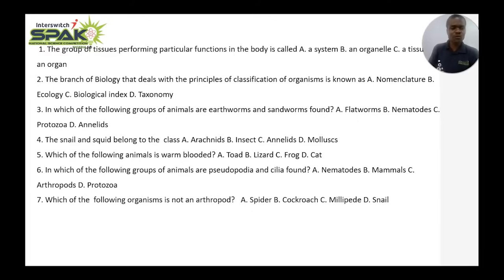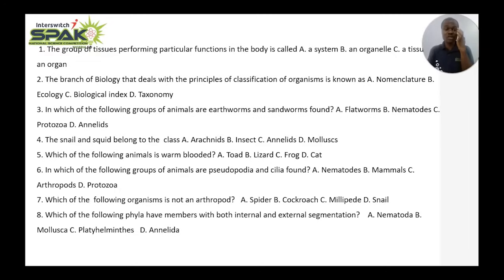The next question says, which of the following organisms is not an arthropod? Is it spider, cockroach, millipede, or snail? Snail is a mollusc, and belongs to the phylum Mollusca. Spider, cockroach, and millipede belong to the phylum Arthropoda. But snail belongs to the phylum Mollusca, so it is not an arthropod.